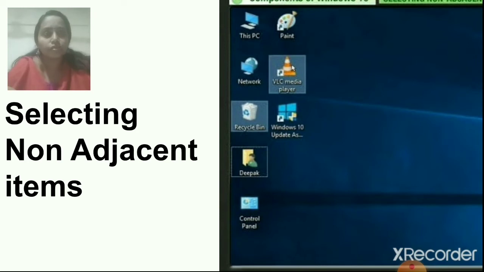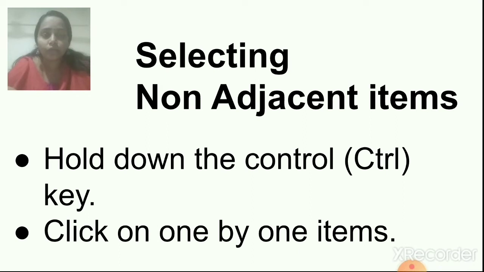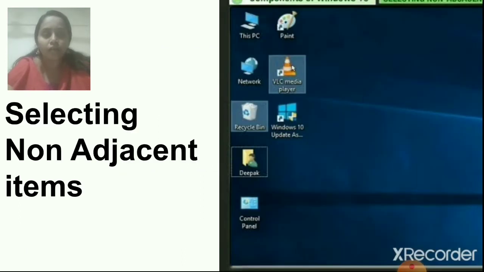Understood children? See in this picture, this folder is selected, recycle bin folder is selected, then another icon is selected. So this way you can select any items on the screen by pressing and holding the control key and clicking with the mouse left button. This is called selecting non-adjacent items.